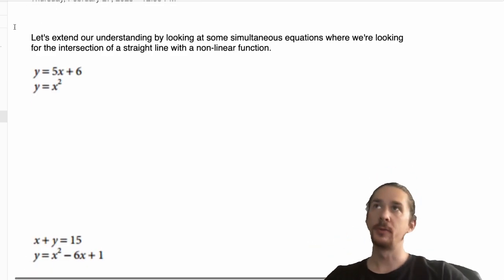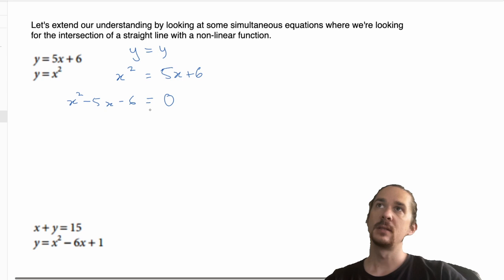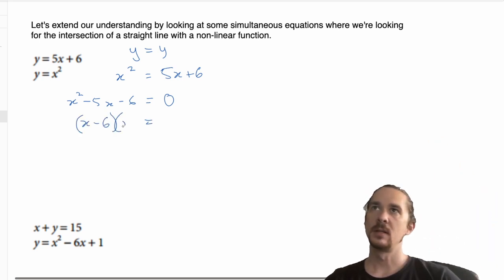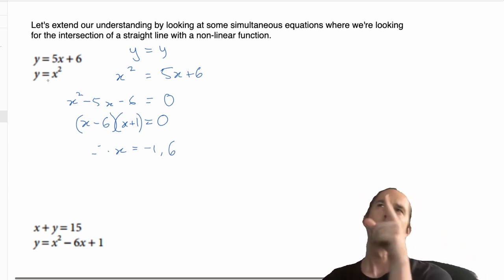All right, so for the first example here, y equals y, which means x squared equals 5x plus 6, which means x squared minus 5x minus 6 equals 0, minus 6 plus 1, x minus 6 times x plus 1 equals 0. Therefore, x will be equal to -1 or 6. Now, if x is -1, y is equal to x squared, which is 1. Or if x is equal to -1, y is equal to 5 amounts of that plus 6, which is also 1. Okay, if x is equal to 6, y is equal to x squared.